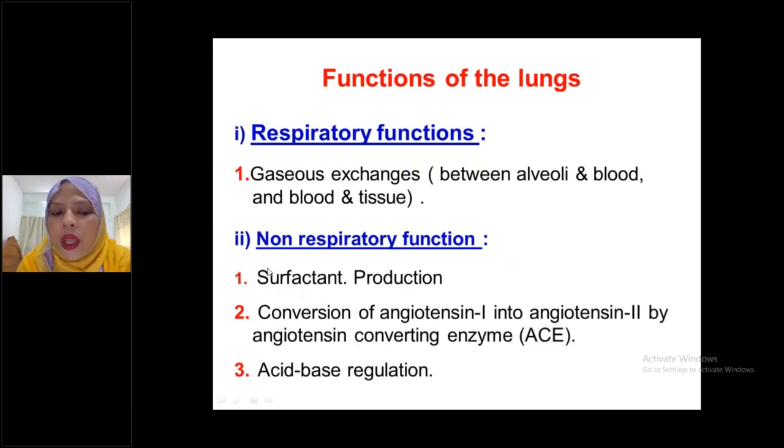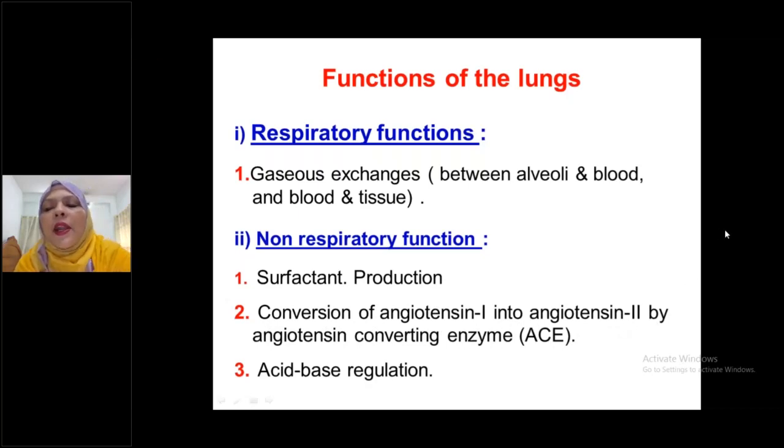I will discuss with you. Okay, later on I will discuss this thing. So first thing, surfactant production. Number two, conversion of angiotensin 1 into angiotensin 2 by angiotensin converting enzyme.